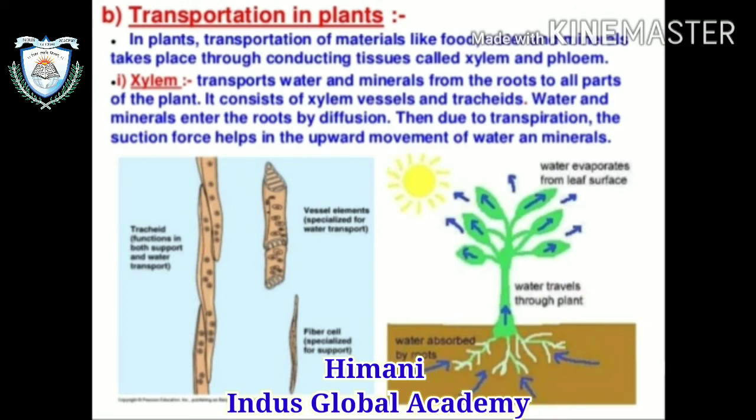Transportation of materials like food, water and minerals in the plant will take place with the help of a specialized tissue or conducting tissue. These are known as xylem and phloem. So first is the xylem. Xylem basically transports water and minerals from where to where? Roots to all parts of the plant. And it consists of xylem vessels and tracheids.